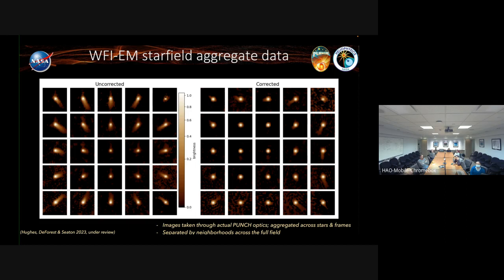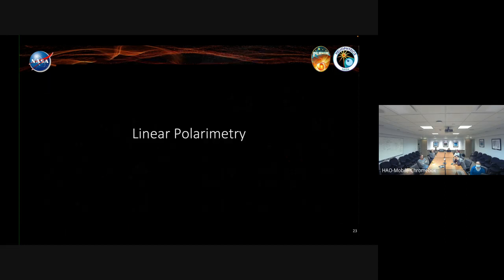Let's see. So why is this not advancing? Here we go. So I'll pause here for a moment. We can all stop, ponder PSFs. I'll take any questions we have, or we'll just keep moving on into linear polarimetry. Star of the show.